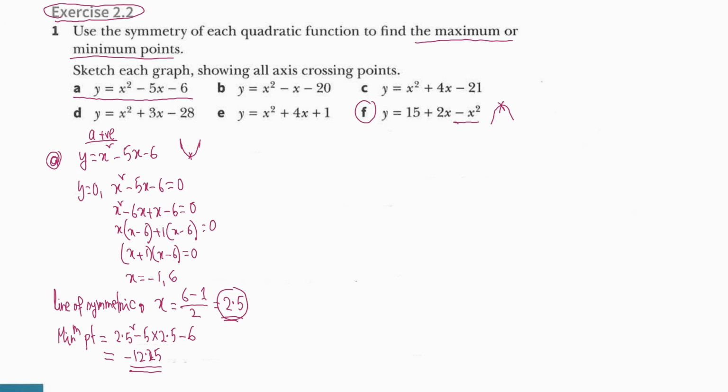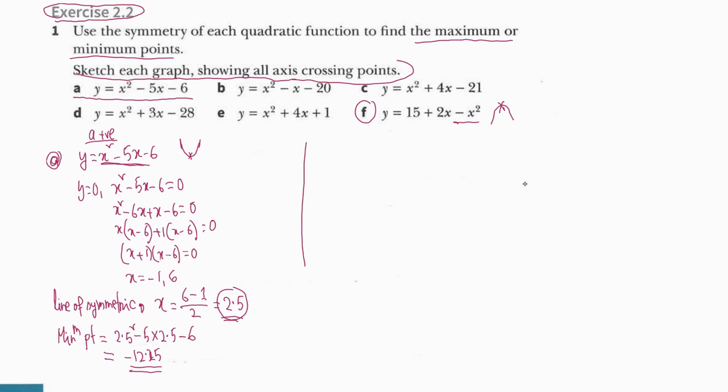We can also do it by using the completing the square method. We get the same value, but I'm not going to show that one here. Now it's time to draw the sketch of each graph, showing all axis crossing points. So let me draw it.